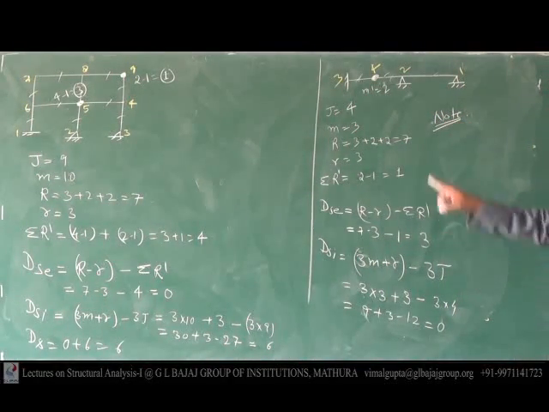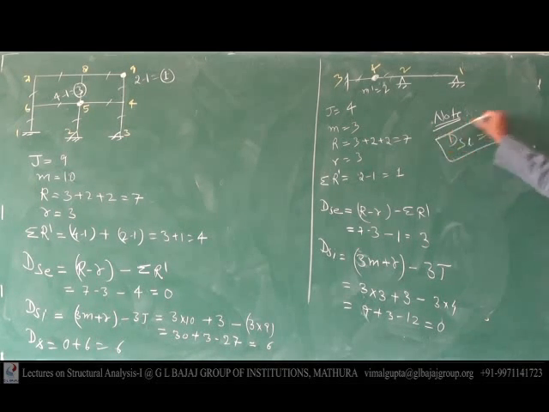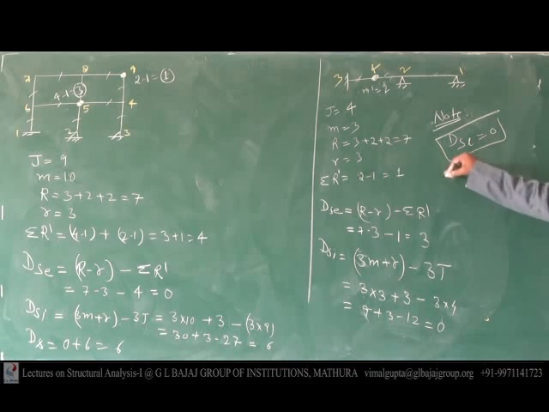नोट करके लिखें, बीम ऑलवेज हैज 0 काइनेमेटिक इंडिटरमिनेंसी. Beam always has DSI equals to 0. Always. It has only external indeterminacy. Clear to everybody? So we will continue in next class. Thank you.